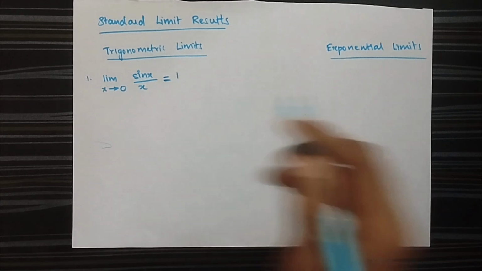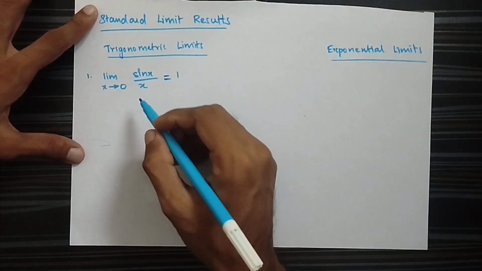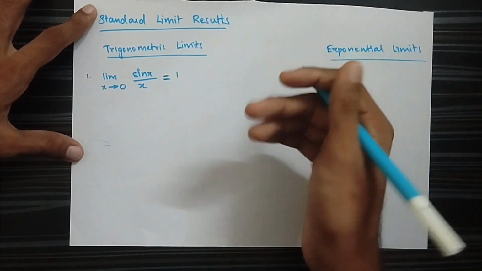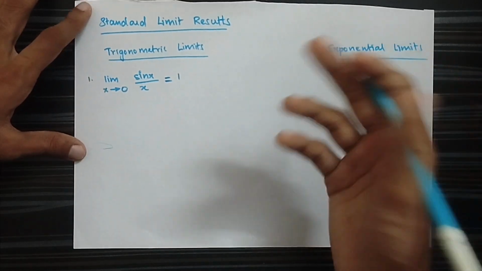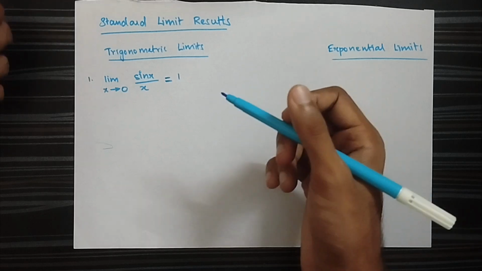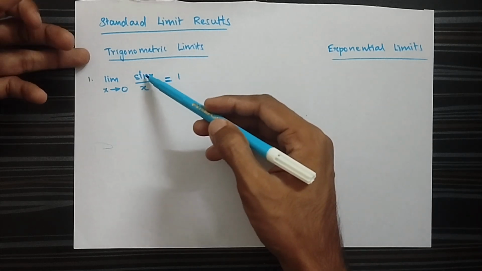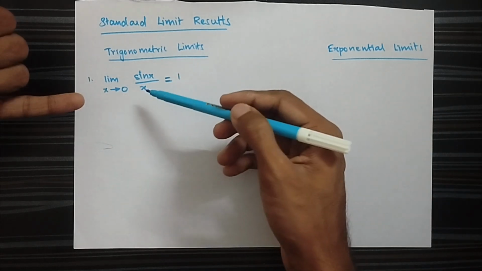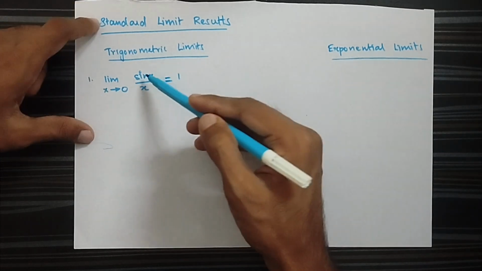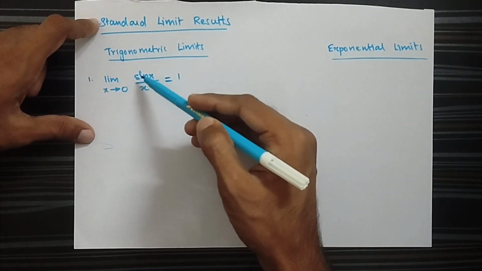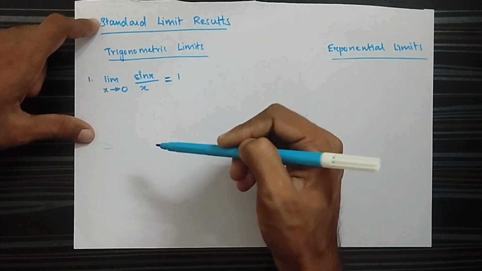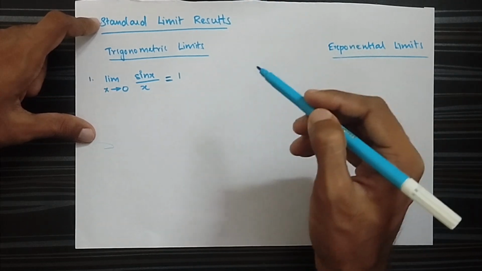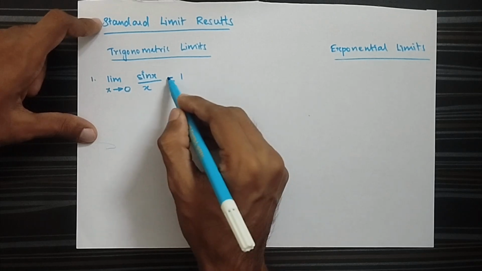Suppose we get a function which evaluates to 0 by 0. For that function, we can apply L'Hopital's rule, and that's where this comes from. L'Hopital's rule is where we differentiate both the numerator and denominator. If we differentiate sin x, we get cos x. If we differentiate the denominator, we get 1. Applying the limit, we get limit x tends to 0 of cos x by 1, and then cos 0 by 1 is equal to 1 by 1, which is equal to 1. That's how we get this result.